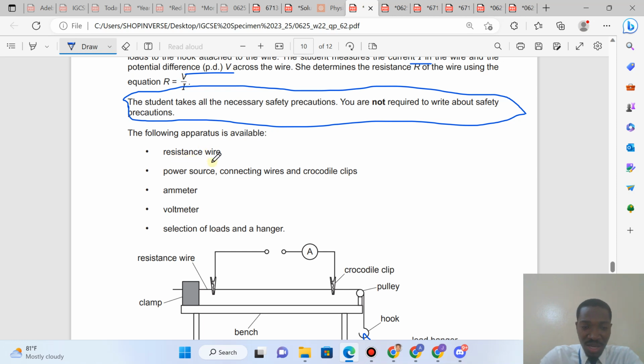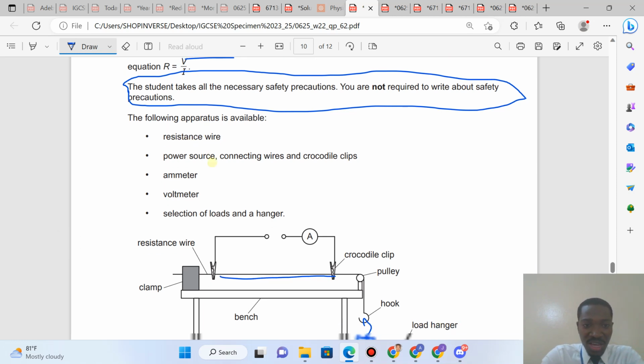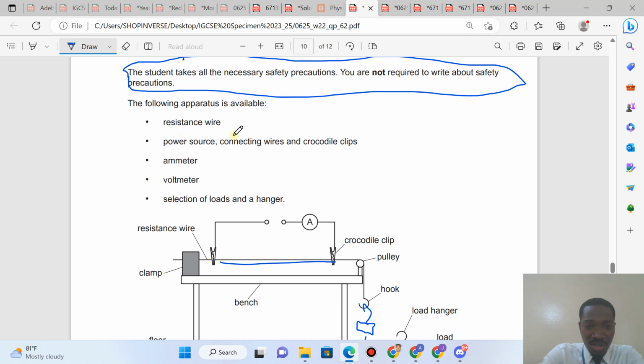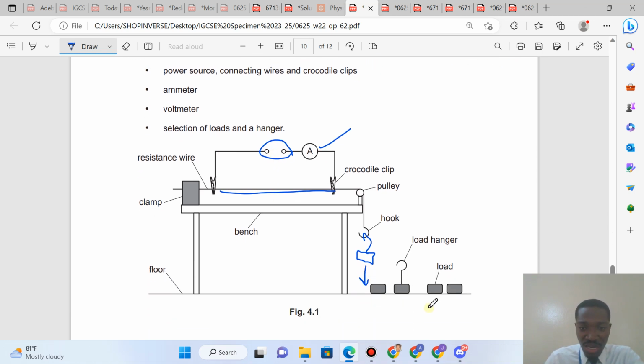The following apparatus is provided. You have your resistance wire, that's this wire here. You have your power source, that is here, your battery or your cell. What else do we have? We have ammeter. This is your ammeter. We have voltmeter. The voltmeter is not in the circuit. Then a selection of loads and a hanger. So these are the loads, and you have the load hanger.